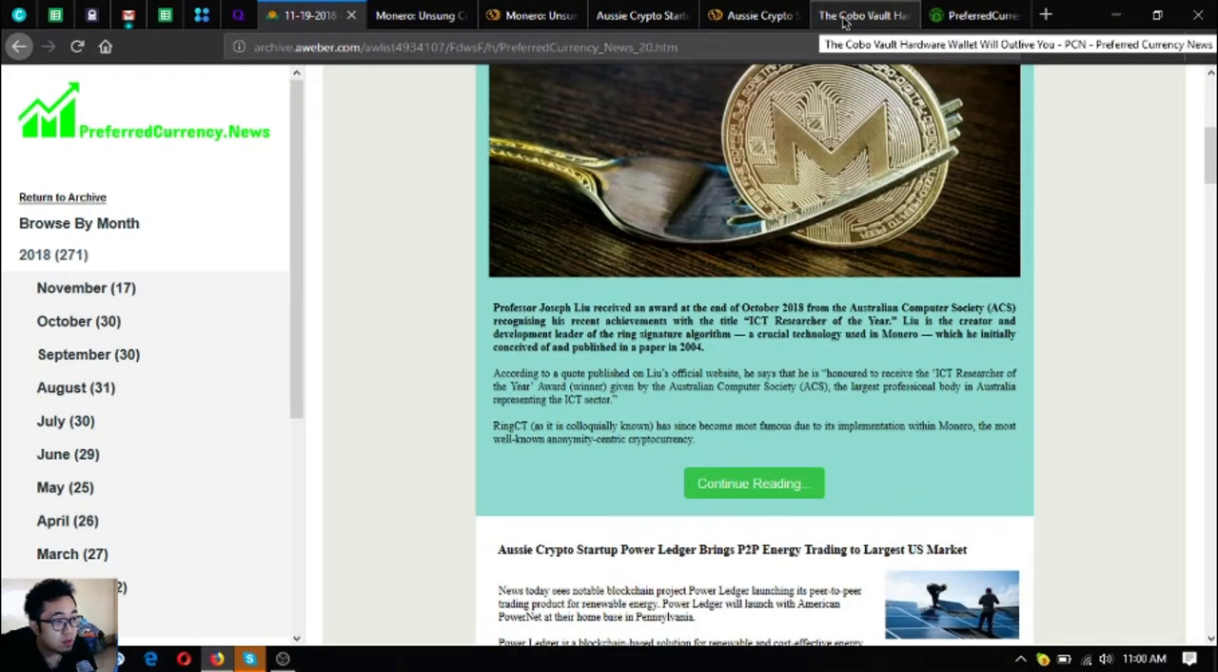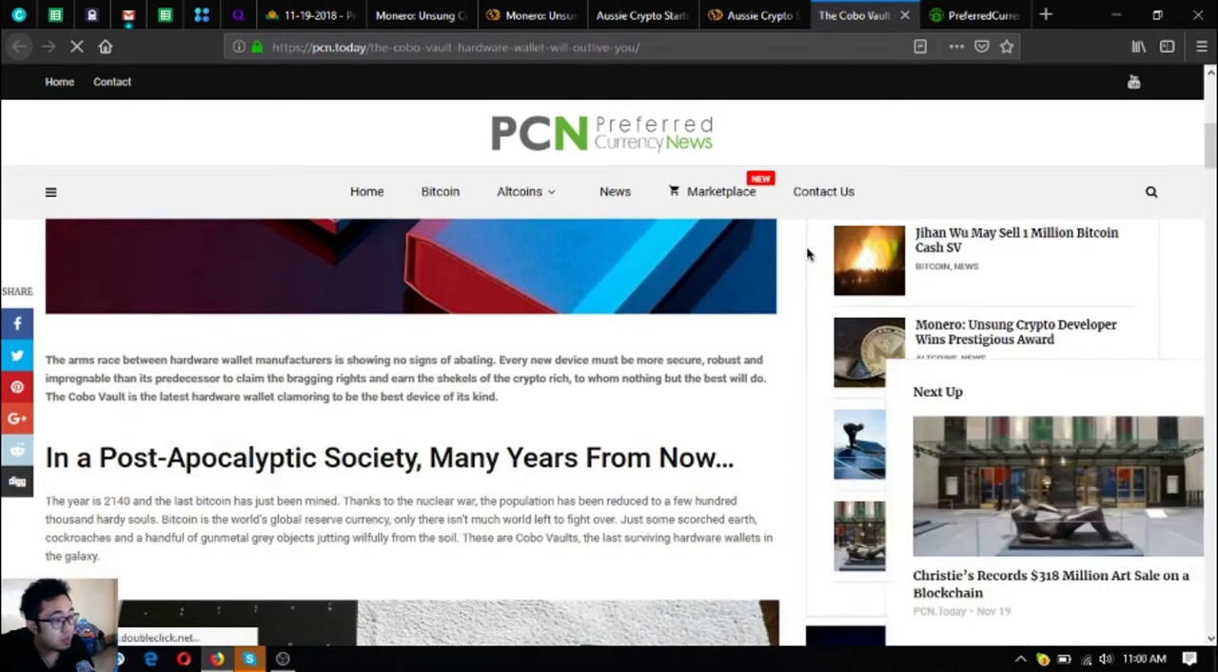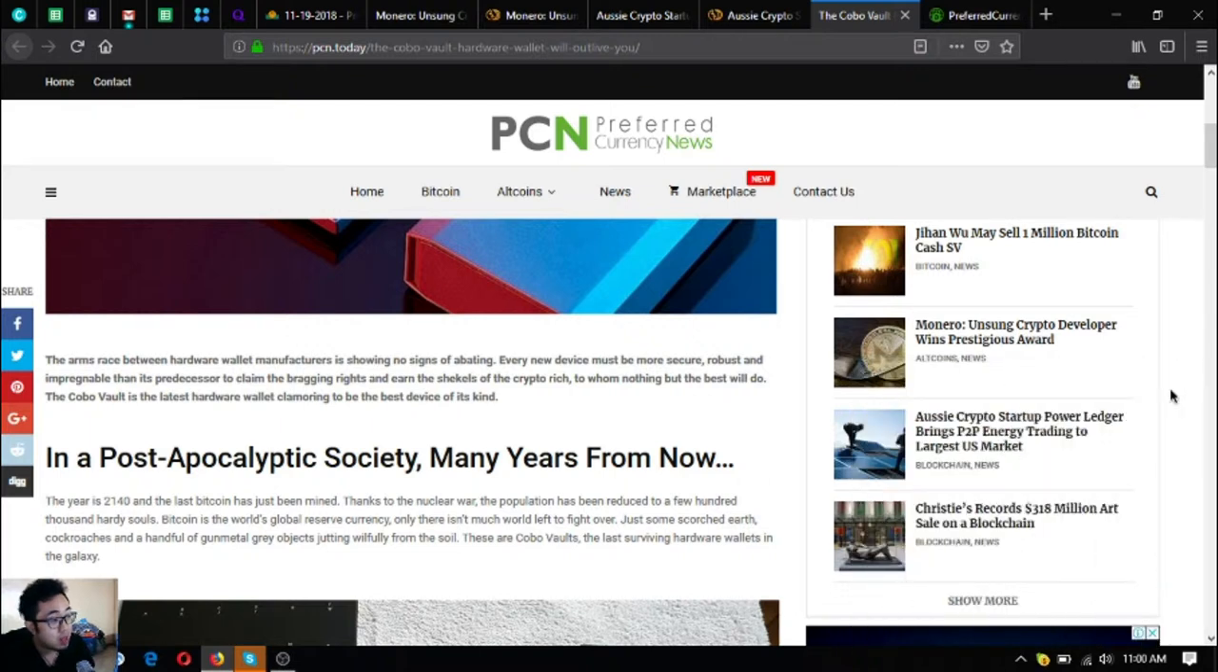Okay, so the third story, the Cobalt hardware wallet will outlive you. So the arms race between hardware wallet manufacturers is showing no signs of abating. Every new device must be more secure, robust, and impregnable than its predecessor to claim the bragging rights and earn the shekels of the crypto rich, to whom nothing but the best will do. The Cobalt is the latest hardware wallet clamoring to be the best device of its kind in a post-apocalyptic society many years from now.